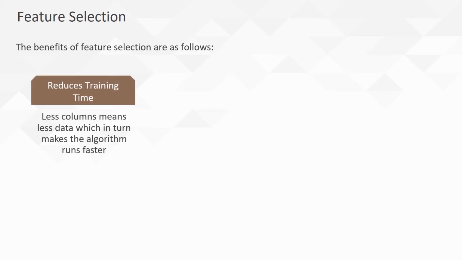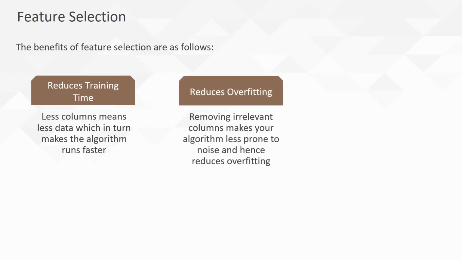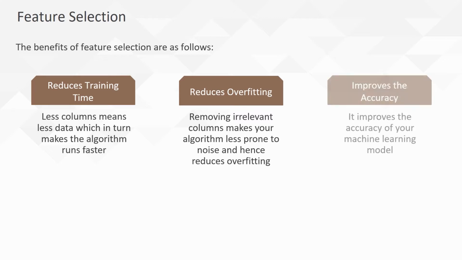The benefits of feature selection are as follows. It reduces training time. Fewer columns mean less data, which in turn makes the algorithm run quickly. It reduces overfitting. Removing irrelevant columns makes your algorithm less prone to noise, thereby reducing overfitting. And it improves the accuracy of your machine learning model.